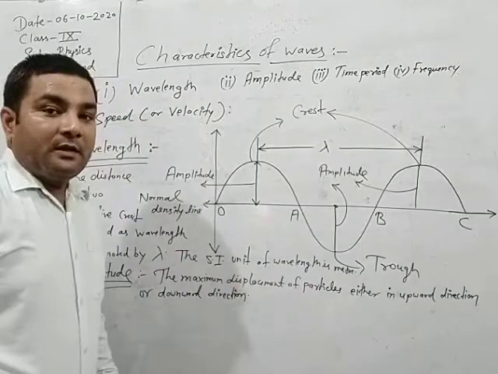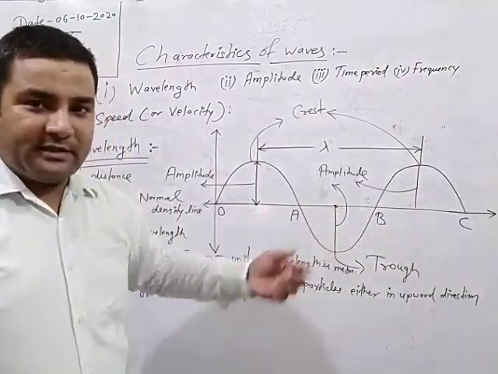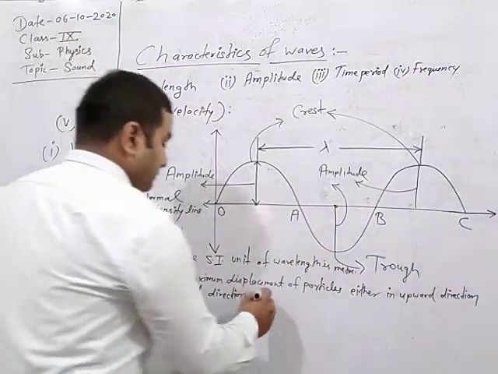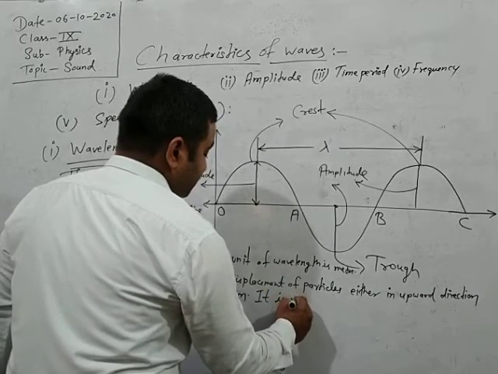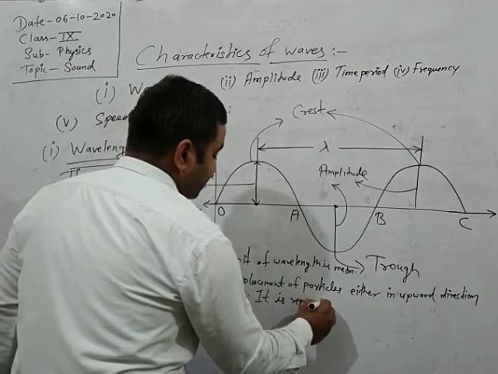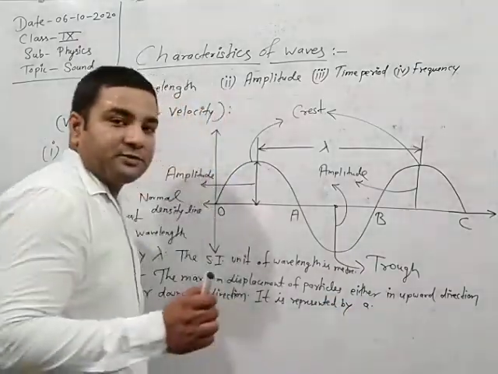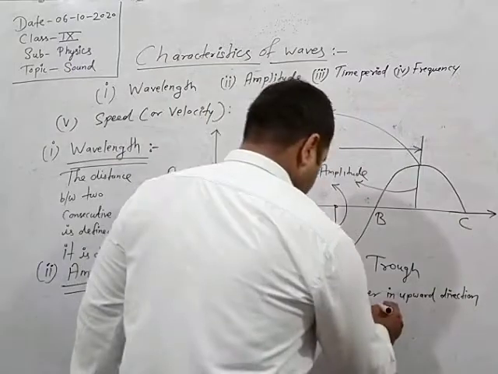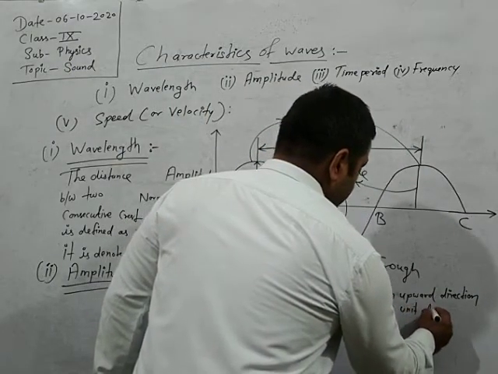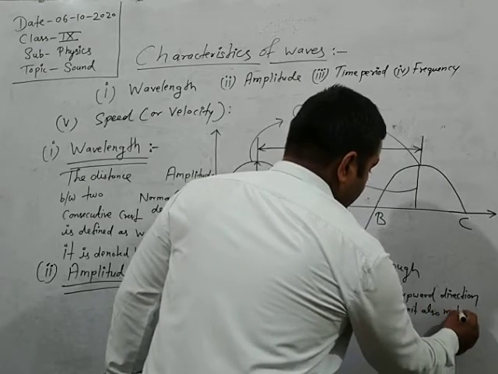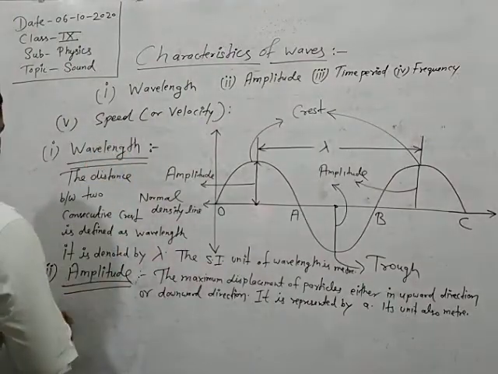Clear? This is amplitude, and this one also amplitude. So in any way we can represent it. It is represented by small a, and its unit is also meter. Clear? And then third, that is time period.